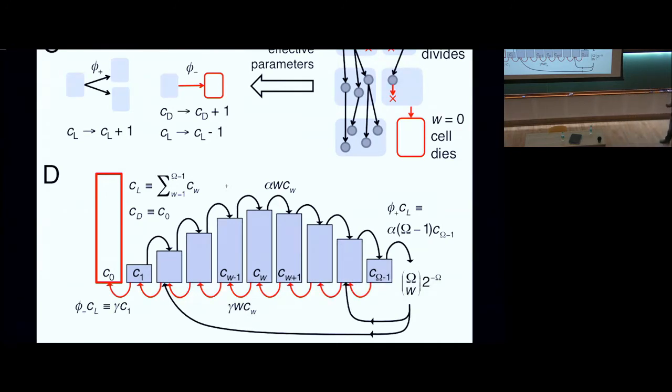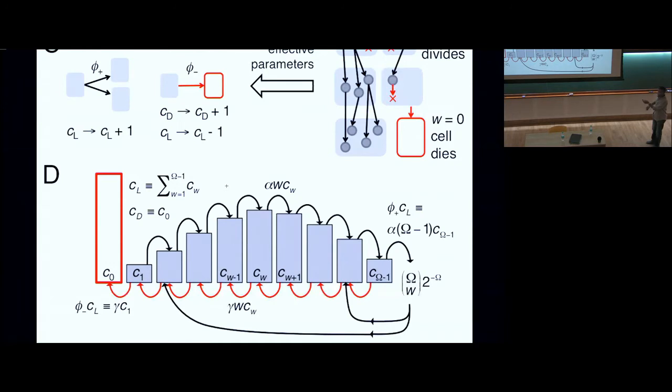Now, how do you model that? It looks rather different than the kind of framework I told you earlier, but it's not that different. What happens is, once any cell here jumps to the right, what's the rate at which that happens? It's alpha times W times the C. So in this case, it's alpha times omega minus 1 times C of omega minus 1. This is the same rate as that. Just for W equals omega minus 1, right?